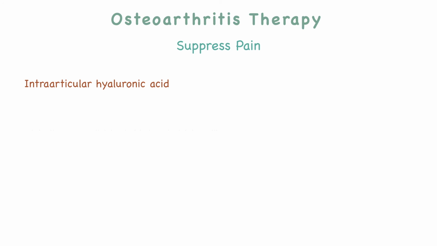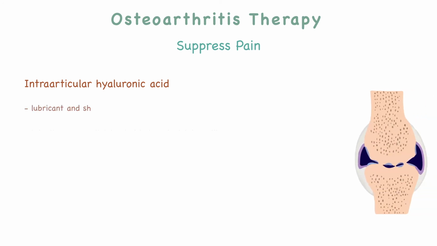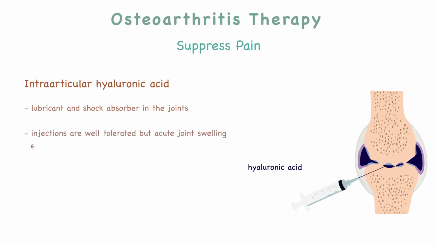Intra-articular hyaluronic acid acts as a lubricant and shock absorber in the joints. It's not routinely recommended because it has shown limited benefit. Injections are well tolerated, but acute joint swelling, effusion, stiffness, and local skin reaction have been reported.